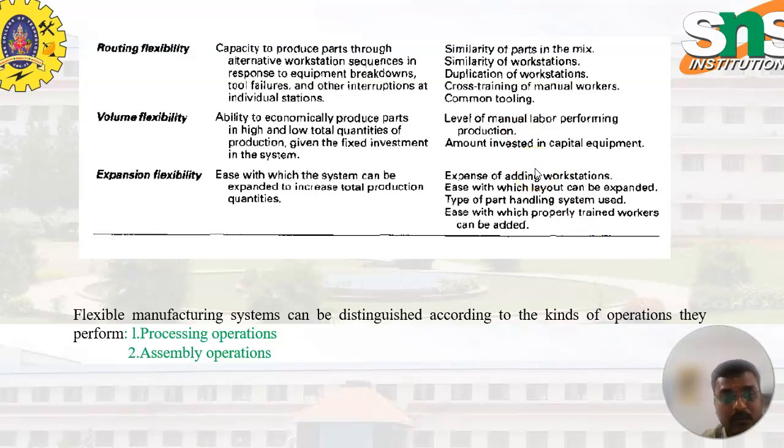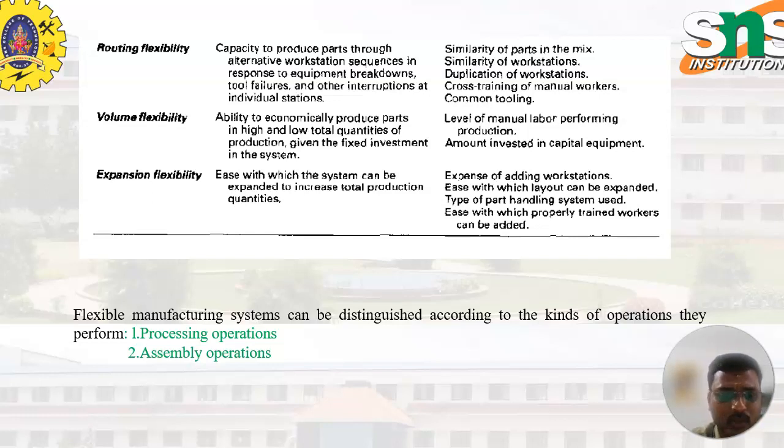Then routing flexibility is the capacity to produce parts through alternative workstation sequences in response to equipment breakdowns or tool failures. In case any machine breaks down or a tool fails, we can directly move that workpart to another machine to complete that particular process. Volume flexibility is the ability to economically produce parts in high and low total quantities of production, given the fixed investment in the system. Expansion flexibility is the ease with which the system can be expanded to increase the total production quantities.